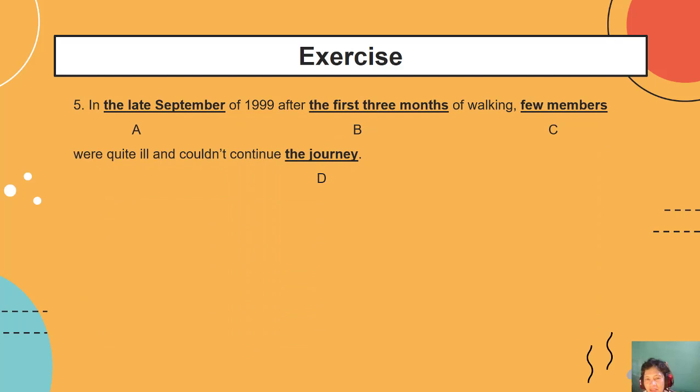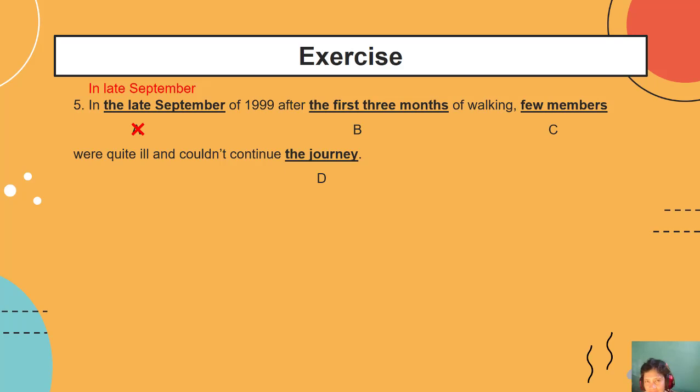The next is, in the late September of 1999, after the first 3 months of working, few members were quite ill and couldn't continue the journey. Okay, that's correct. In the late September, so this is again the name of month, so we don't need the in late September.